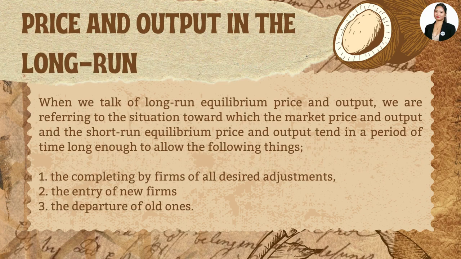Price and output in the long run. When we talk of long run equilibrium price and output, we are referring to the situation toward which the market price and output and the short run equilibrium price and output tend in a period of time long enough to allow the following things: the completing by firms of all desired adjustments, the entry of new firms, and the departure of old ones.